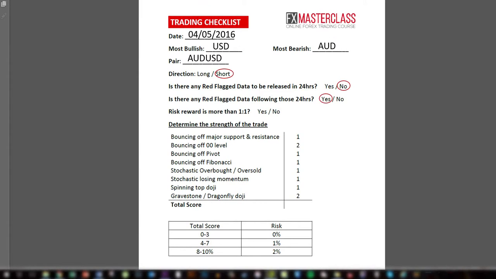Now, we know we're going to be risking 60 pips for about 133 pips, so our risk-reward ratio here is about 1:2, which is definitely more than 1:1. Therefore, circle yes. Now, as long as your risk-reward ratio is a yes and there's no red flag data in the next 24 hours, you are set to go.